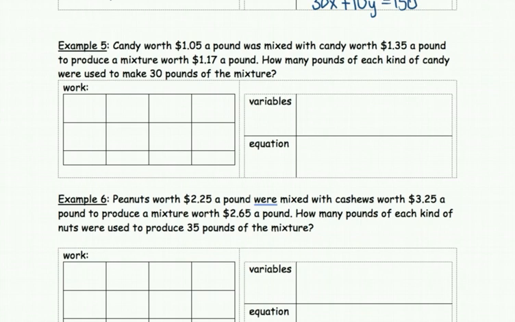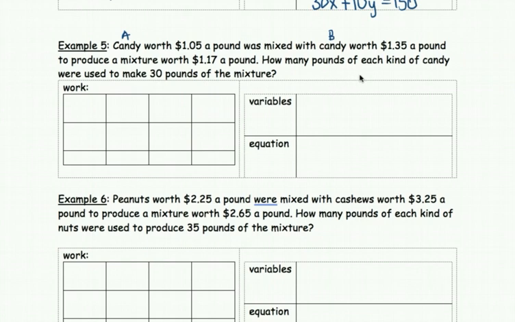Okay, on to example 5 here. So what we see here is that we have a bag of candy now, and they have different prices. So I'm just going to call this candy A and candy B. Candy A will cost $1.05 per pound. Candy B will cost $1.35 per pound. This question is slightly different from the one before. It's saying that now it's going to be $1.17 a pound for this whole mixture.